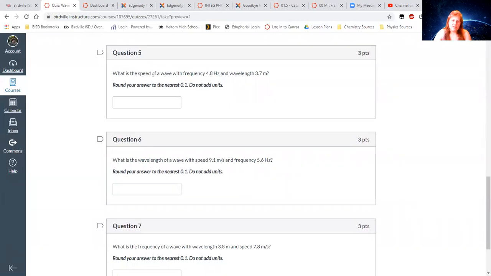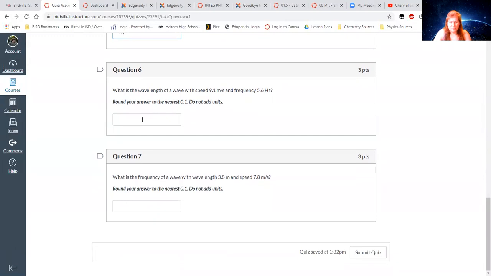So what is the speed of a wave with frequency 4.8 hertz and wavelength 3.7 meters? Wave speed is the easy one. All you're doing is multiplying frequency times wavelength. Doesn't matter what order you put them in. When you do 4.8 hertz times 3.7 meters, rounded to the 10th place, you get 17.8. Don't add your units, but they would normally be meters per second.